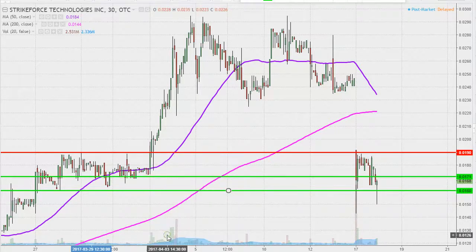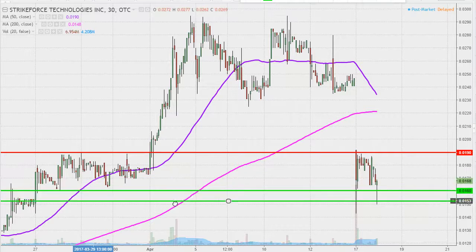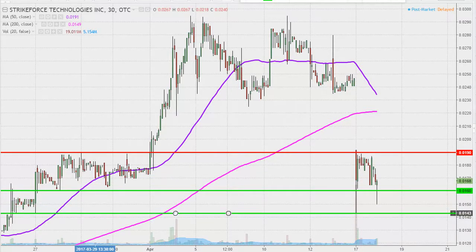In the event 0.016 cannot hold, next key level of support to keep an eye on after that, down there at 0.014. So 0.016 and 0.014, next couple levels of support. As I mentioned earlier, the week is young, still 4 days left this week, so we'll see how it all unfolds.